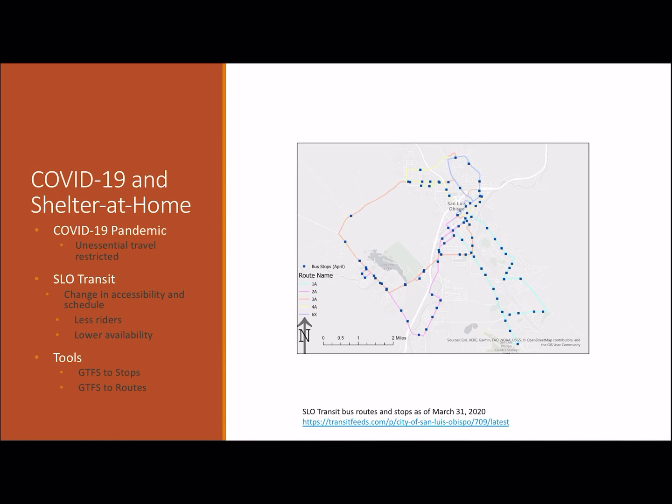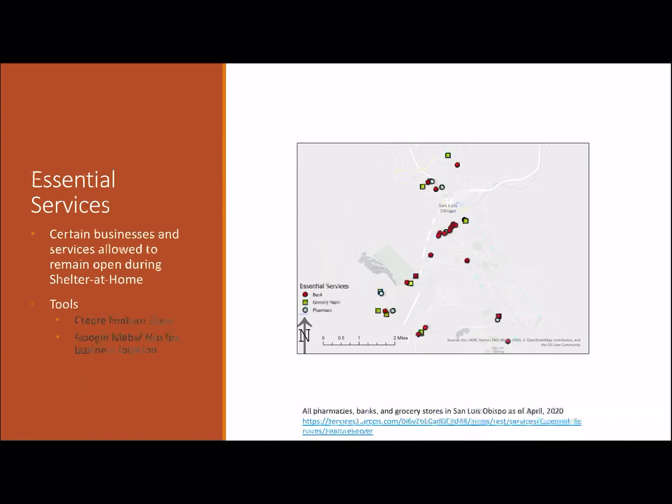This map shows the SLO Transit service schedule as of April 2020. Note the reduction in routes available. During a shelter-at-home order, businesses can apply for essential status, allowing them to keep their doors open. This map shows several classes of essential businesses, displaying all the pharmacies, banks, and grocery stores located in San Luis Obispo. I created this data by using the Create Features tool and using data from Google Maps and Yelp to locate the businesses.